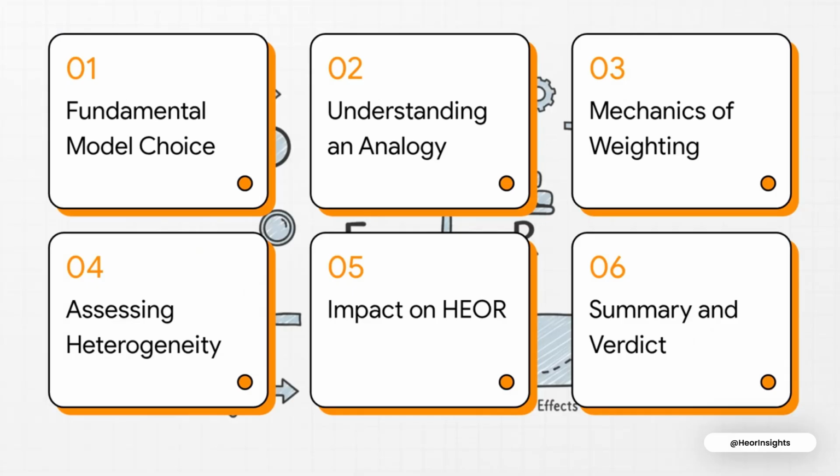In this explainer, we're going to cover the choice between fixed effect and random effects models in a meta-analysis. This is a really critical skill for anyone in health economics and outcomes research. We'll start by defining the models, then use an analogy to build some intuition. After that, we'll look at the mechanics, walk through the decision framework, show the impact on your HEOR work, and then wrap up with a summary.